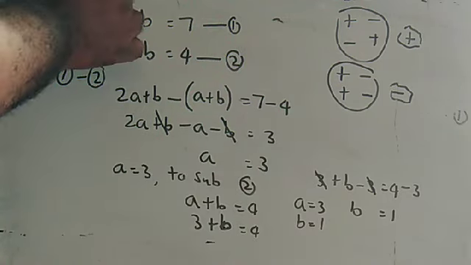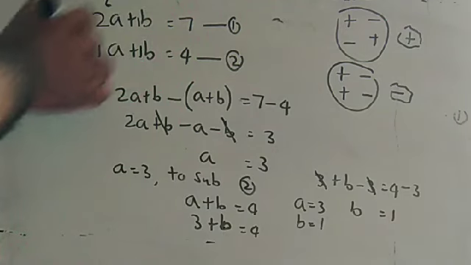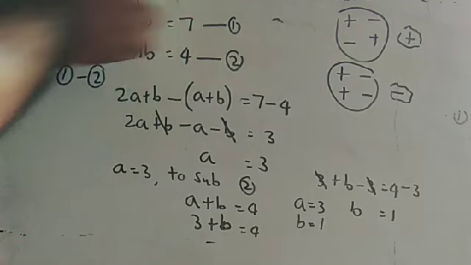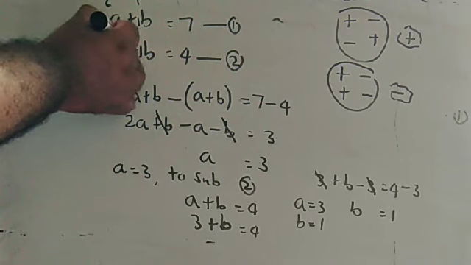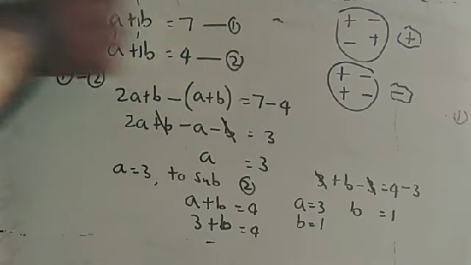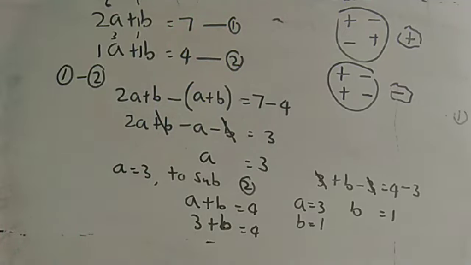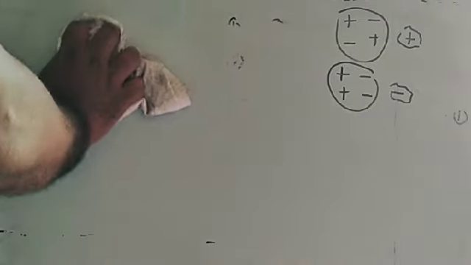Then twice of 3 is 6. The b is 1. 6 plus 1 is 7. A is 3, b is 1. 3 plus 1 is 4. Right? Then can you complete? Or do you want another one? Okay. Let's write another example.